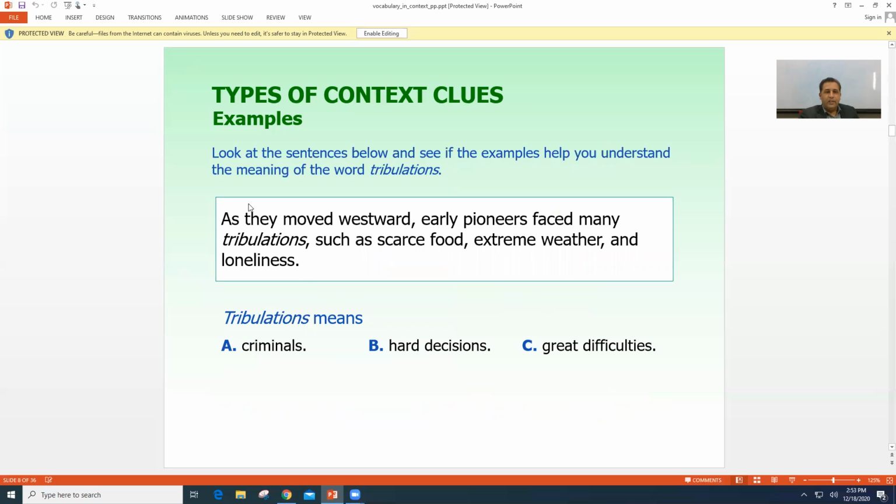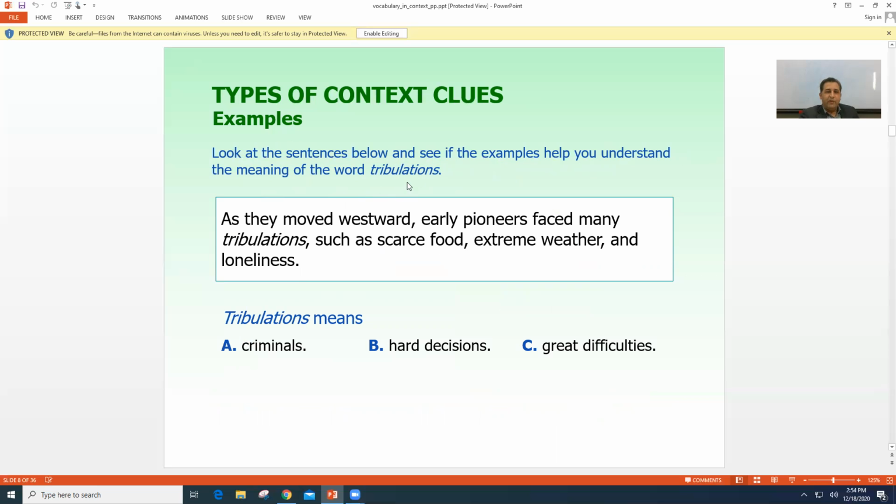Now, let's move to some more examples. Now look at the sentence below and see if the examples help you understand the meaning of the word tribulations. Now, how many of you know the meaning of tribulations if it is given as an isolated item? I think most of you would not know.